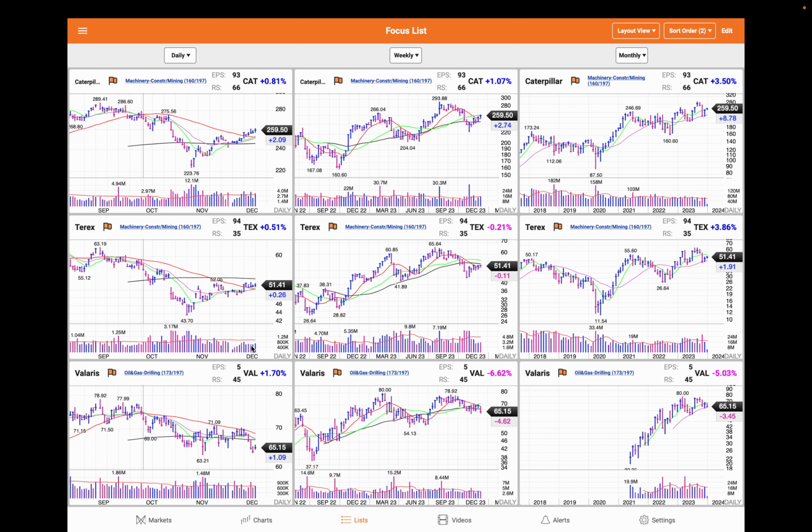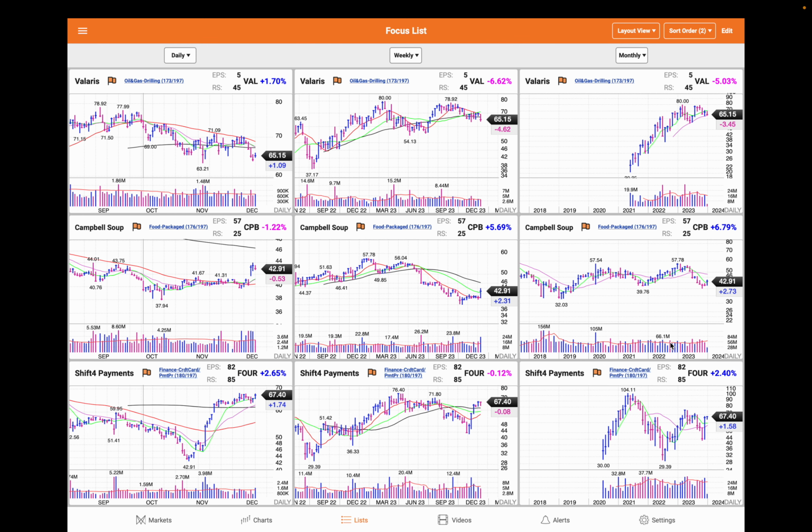Over here, Terex is way below the 50 DMA of volume. The weekly chart shows relatively similar actions, but I like this one. And Terex has an even higher red bar in the monthly chart. So that's why I chose CAT.